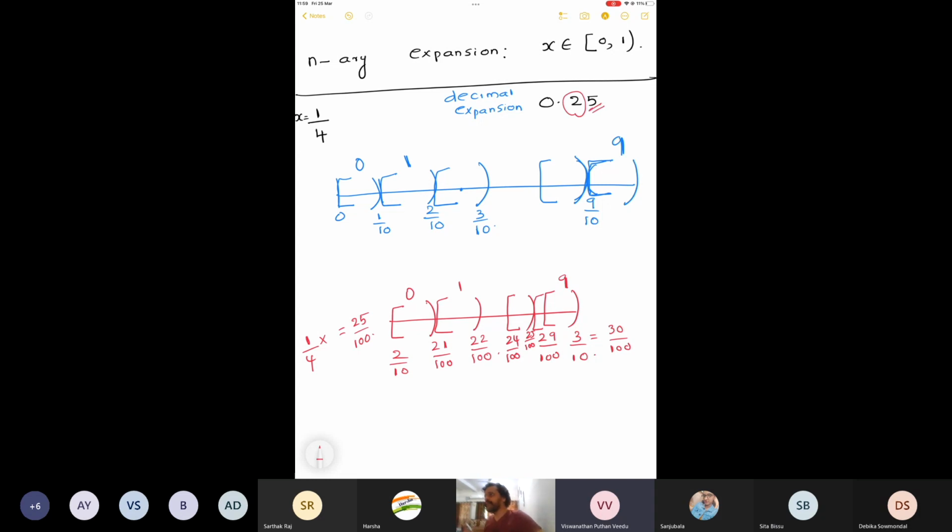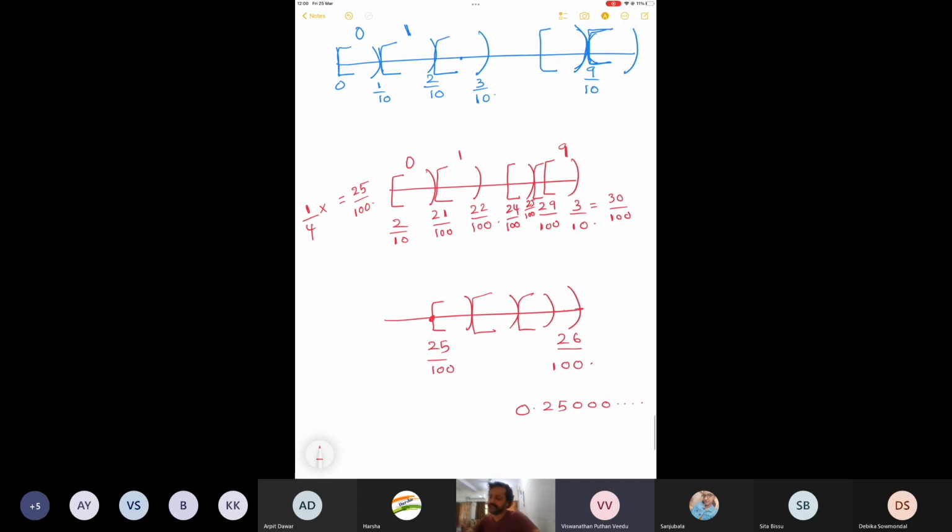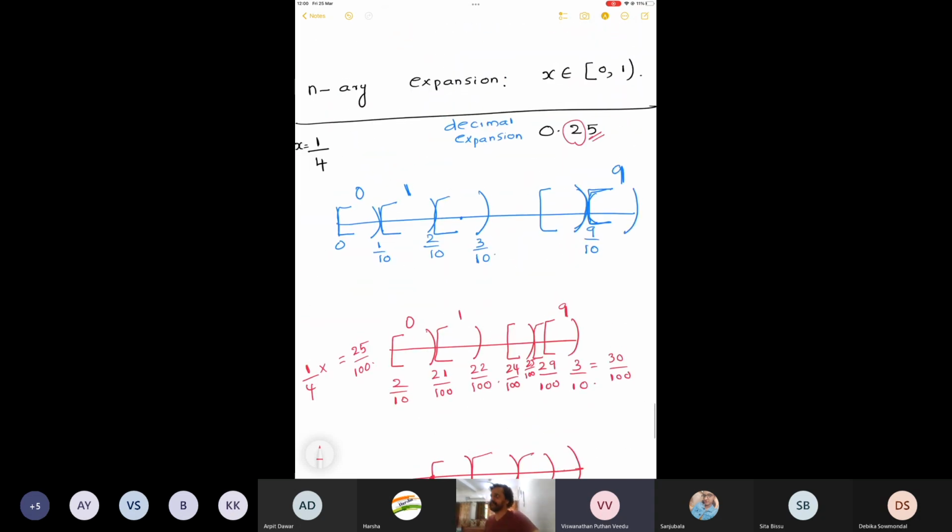Now you can continue this. You determined already that it is in [25/100, 26/100). Now you divide this into 10 subintervals, and look at which subinterval it is in. It is again the first one. You will get 0.25000 and so on. So that's how you got the decimal expansion of 1/4.